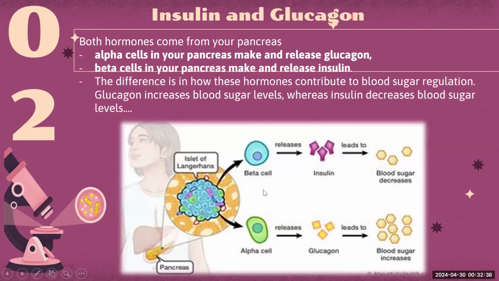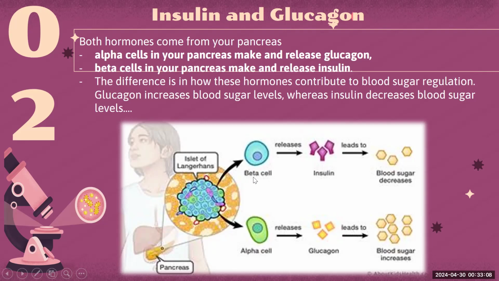How does this work? How does this work by using insulin and glucagon? This is the second objective that we need to achieve today. Both hormones come from our pancreas, insulin and glucagon, because we have alpha cells and beta cells in our pancreas. They are produced from the islets of Langerhans here in the pancreas.